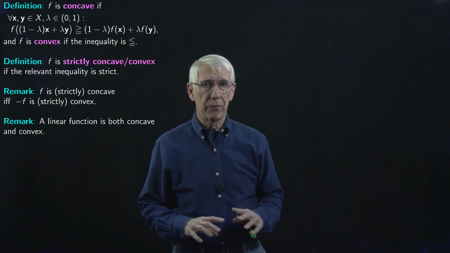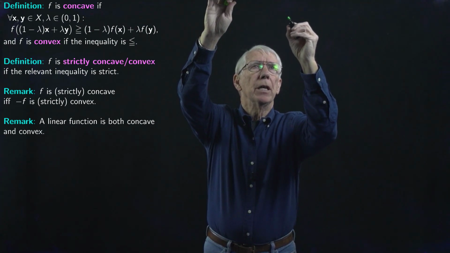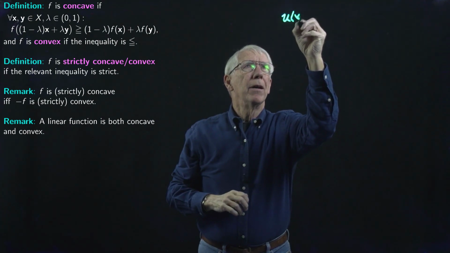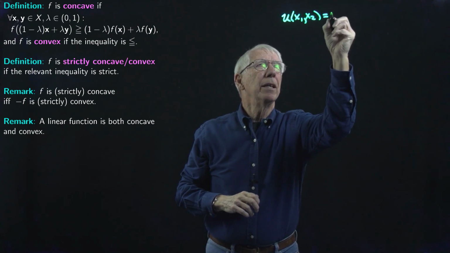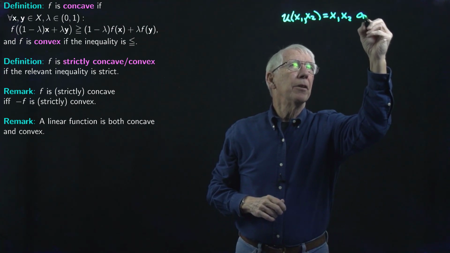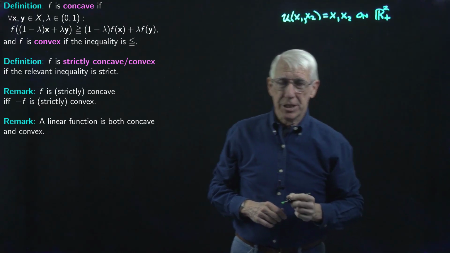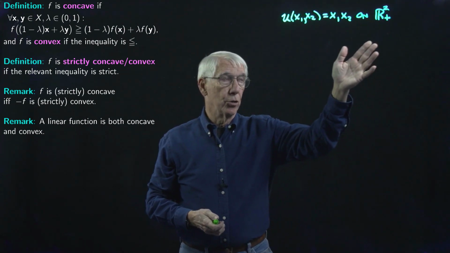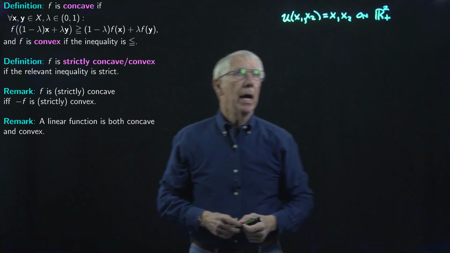So if I have a function, in fact, let's just write the function in here, and it's going to be a utility function. So we're going to have u of x1, x2 equal to x1 times x2, and that's going to be on the domain R2 plus. So not defining this on all of R2, but just on the non-negative pairs in R2.